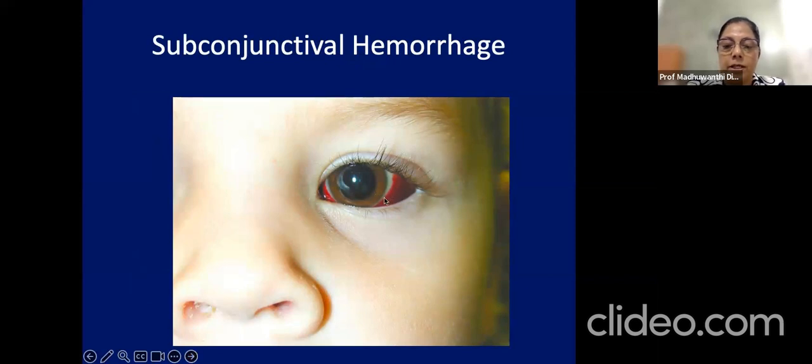What do you see here? Yes, it's a subconjunctival hemorrhage. That's right. It's a subconjunctival hemorrhage. So subconjunctival hemorrhage can be due to many reasons.